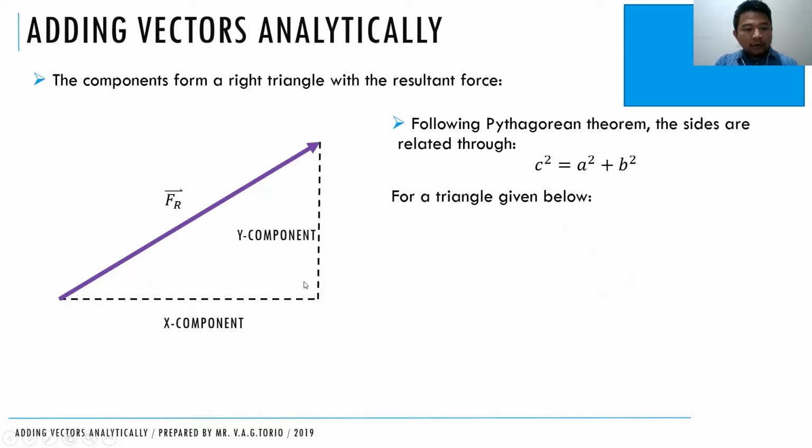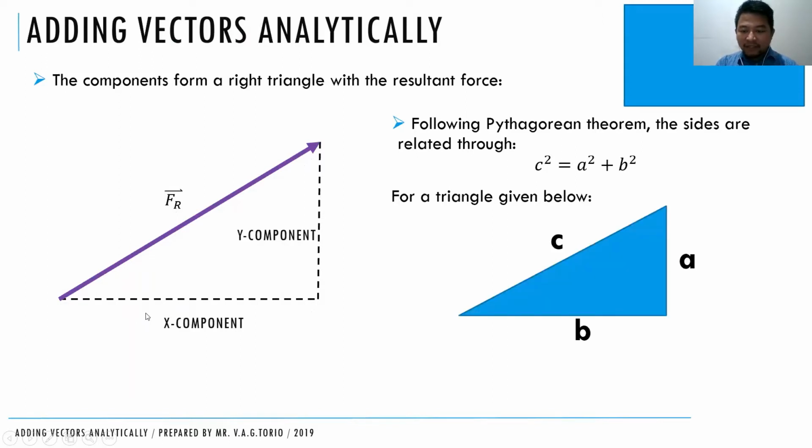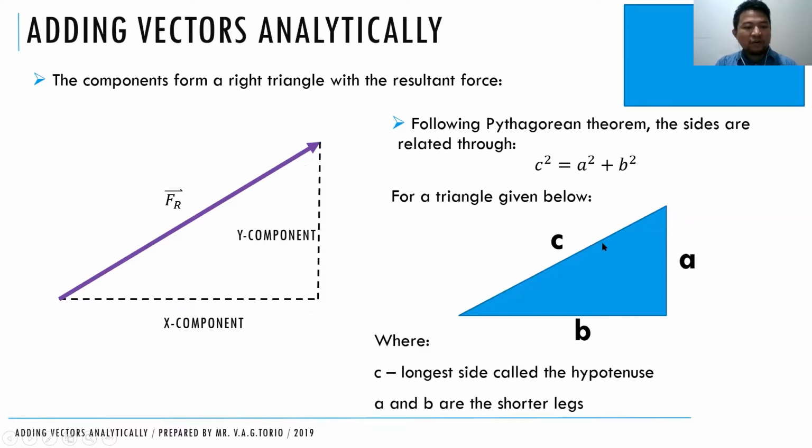We note that with the Pythagorean theorem, we have the relationship c squared is equal to a squared plus b squared. We can draw a similar triangle to our example here, which showcases a triangle with the sides f sub r, y component, and x component. And the similar triangle that we can consider is labeled as C, A, and B. We note that C is analogous to F sub r. Both of them are referred to as the longest sides of the 2 triangles that you can see on the screen.